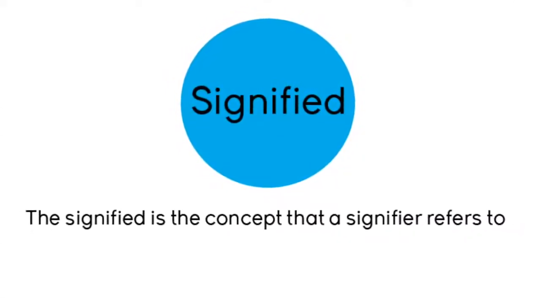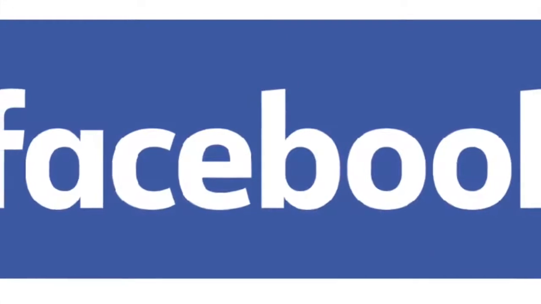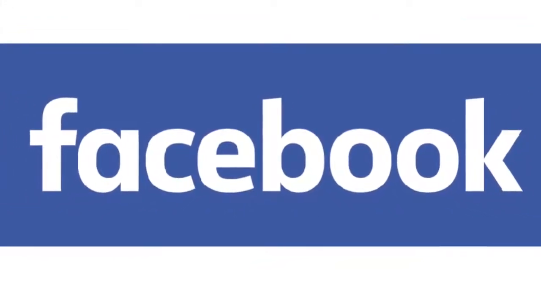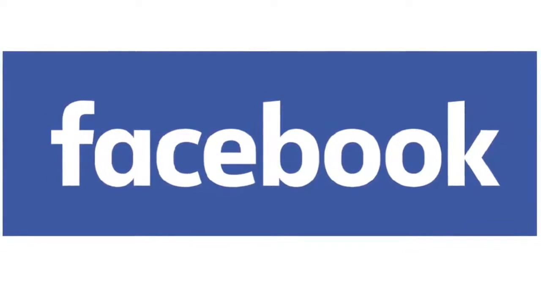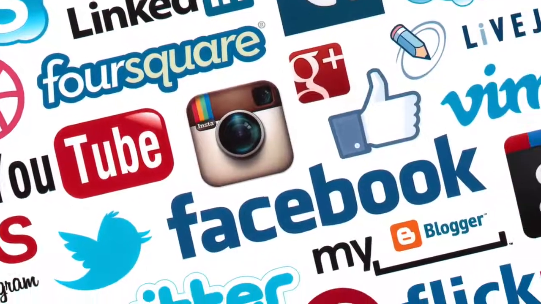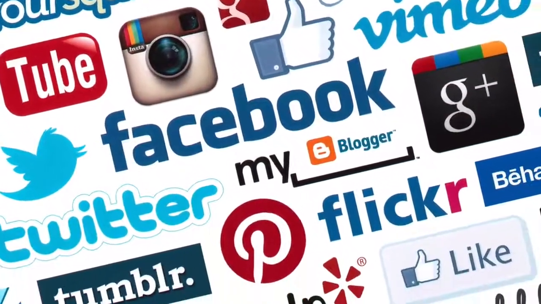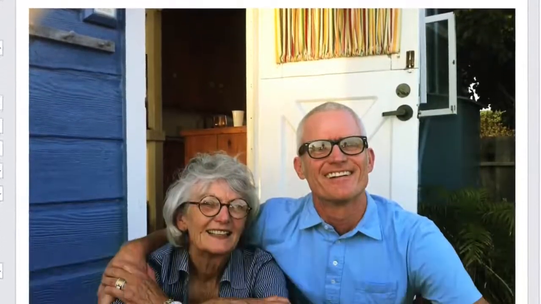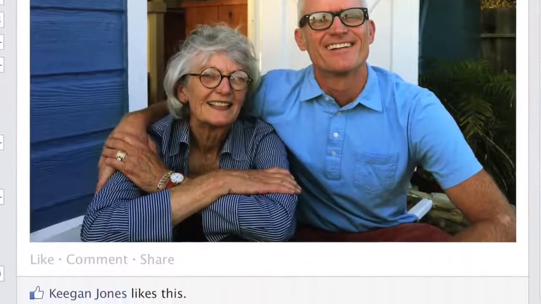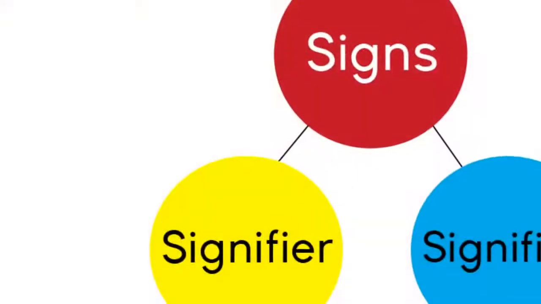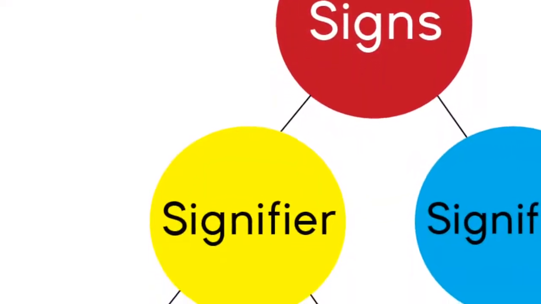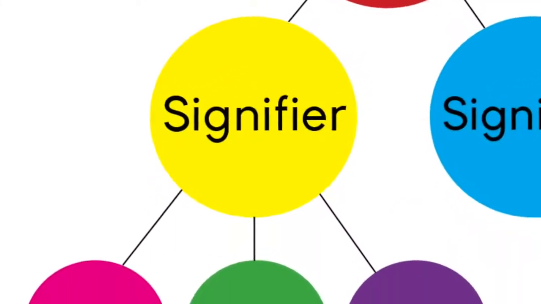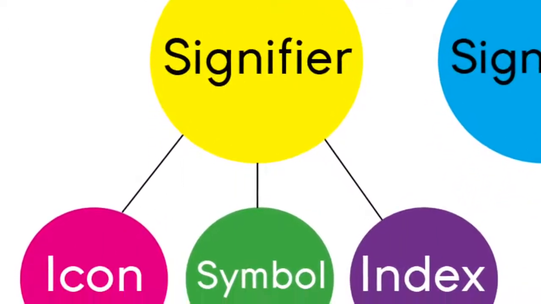Let's go back to our original example. What concepts come to mind when you see this image? For some, it may be social media. Others may think of friends, family, or entertainment. Now, signifiers can be categorized into three different types of signs: icons, symbols, and indexes.